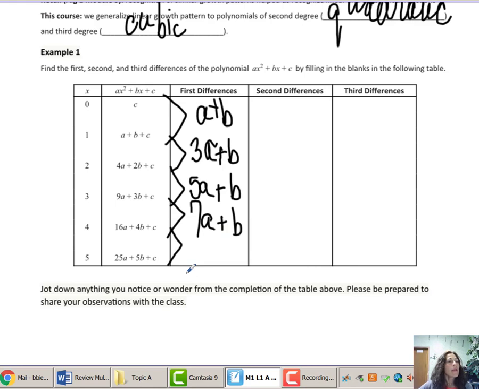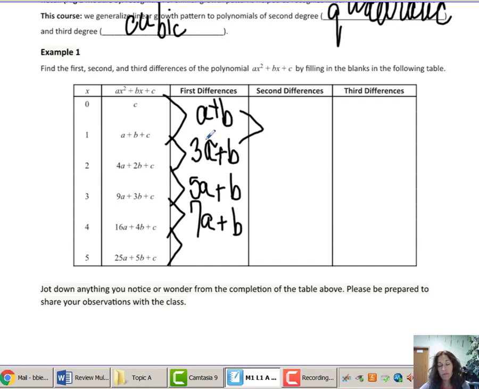Okay, now that you've started the video again, we're going to go ahead and find the second differences. So we're going to look at these two here. We're going to compare those two. And so we have 3a plus b minus a plus b. And we're really subtracting that entire quantity, right?